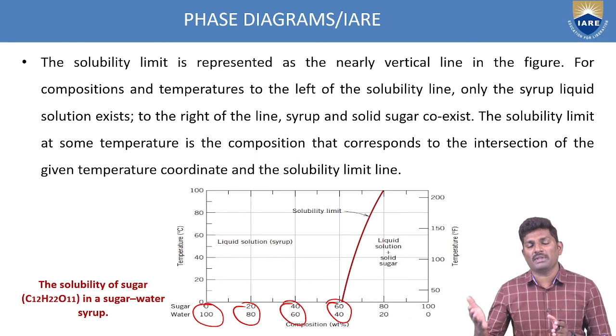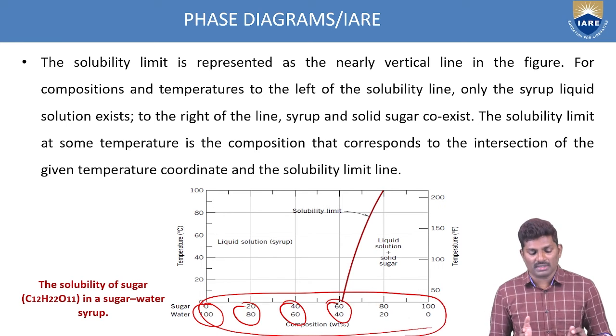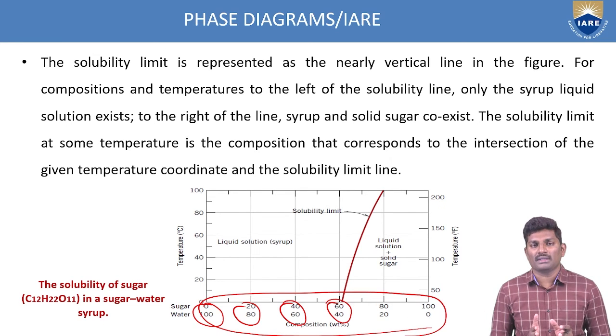If it is beyond that, that means if you add 80% of sugar with 20% of water, there is no chance of dissolving. So this composition percentage and the temperature help us to identify at what point you are getting the solubility limit of any type of material. Here, to explain this, we are taking a small example of sugar and water. It is easy for us to describe and easy to understand.